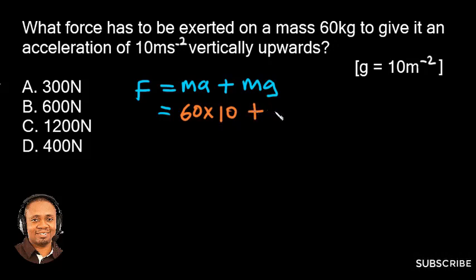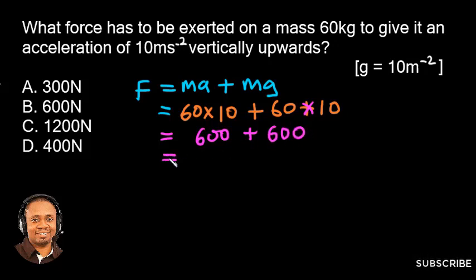Then in the gravitational force, the mass, which still remains the same, which is 60, then plus the gravity as given in the question, which is 10. Okay, so now we go ahead to solve. 60 times 10 gives us 600, plus 60 times 10 again, which gives us 600.